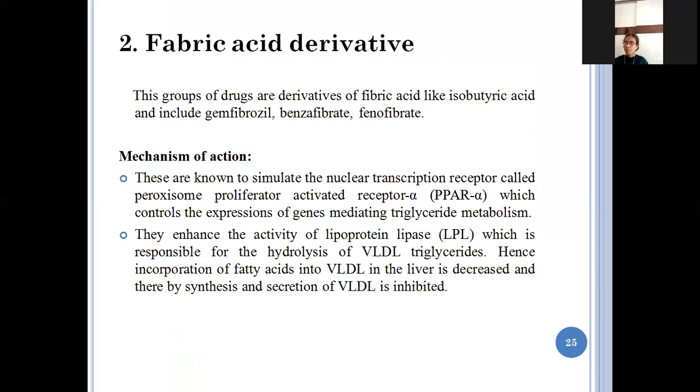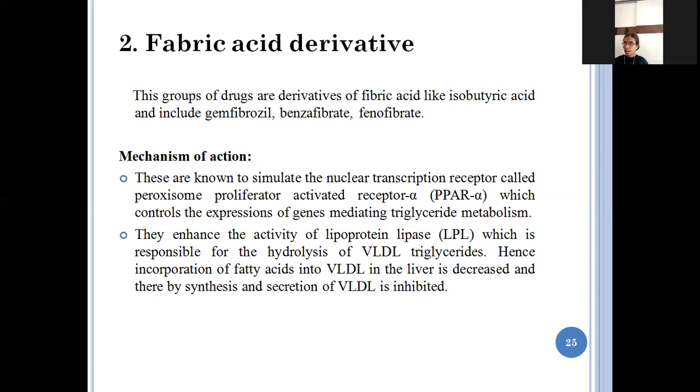The mechanism of action is that these are known to stimulate the nuclear transcription receptors called peroxisome proliferator activated receptor. So it will control the expression of the genes mediating triglyceride metabolism. So this is the receptor, and it will control the triglyceride metabolism rate.